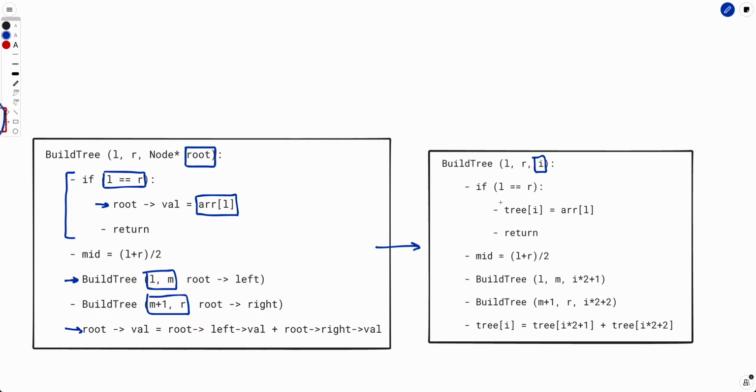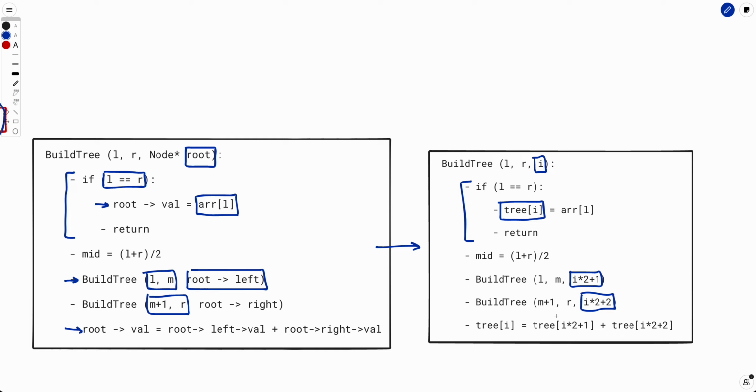Now, instead of saying the value of the root, we are saying what is there at that index, because this is now the actual node, right? Now this is the base condition, right? And for the left and the right part, instead of saying root arrow left, we are saying I cross 2 plus 1, because that's what the index of the left child would be. And similarly, I cross 2 plus 2 is the index of the right child.